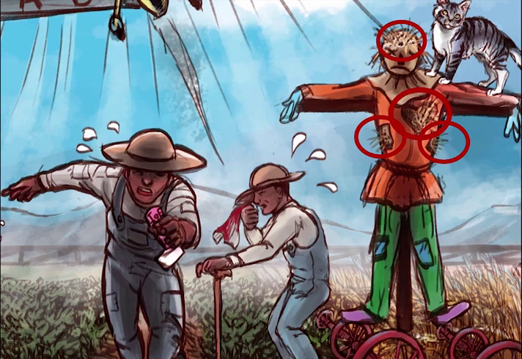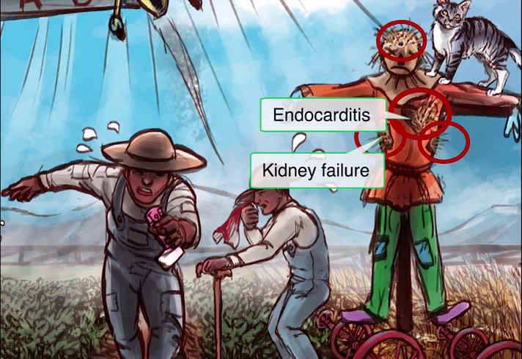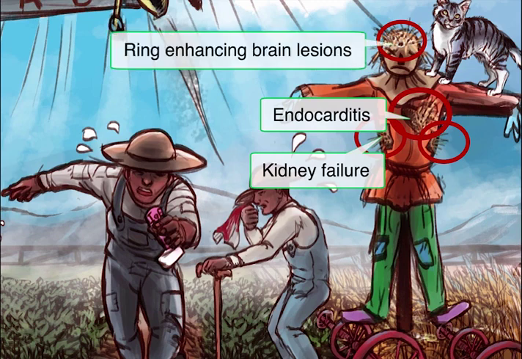Invasion to the kidneys ultimately leads to kidney failure. The black heart is to represent endocarditis, and the black spot with the white rim around it in his head demonstrate ring-enhancing lesions in the brain.